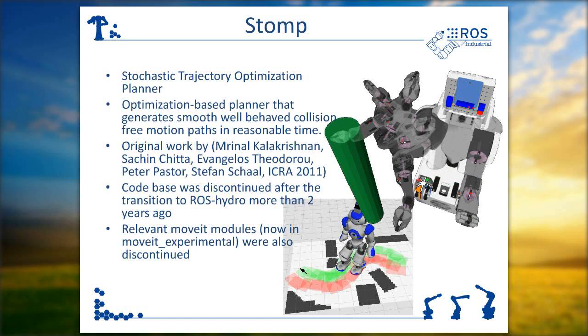So what is STOMP? STOMP stands for Stochastic Trajectory Optimization Planner. As its name suggests, it's an optimization-based planner which can generate smooth, well-behaved, collision-free motion paths within reasonable time. The original work was done by Mrinal Kalakrishnan and Sachin Chitta, with several other contributors back in 2011. Unfortunately, the source code for STOMP was discontinued more than 2 years ago with the transition to ROS Hydro, and along with that, several components of the MoveIt core library were also discontinued and moved into the MoveIt experimental package. So basically, STOMP and those components of the MoveIt core library have been in a non-functional state for about 2 years or more.